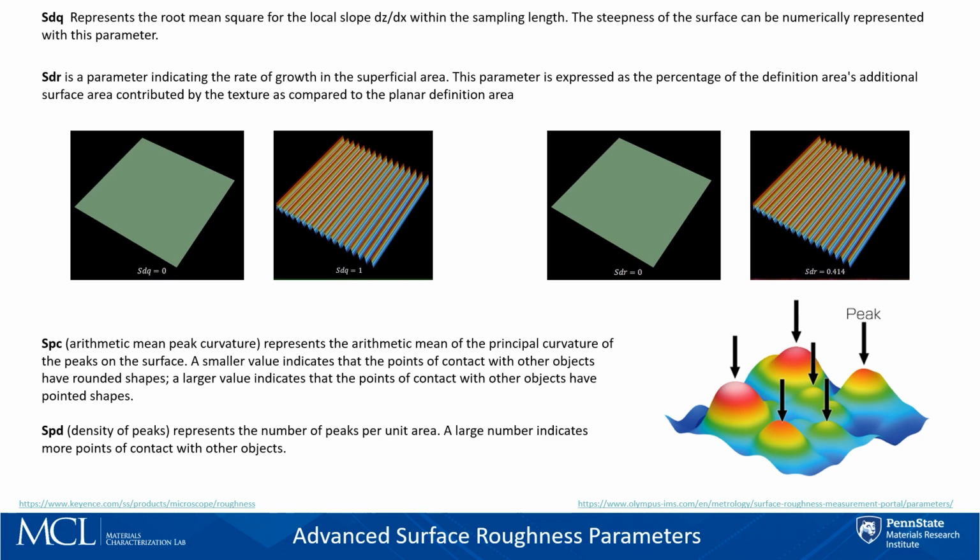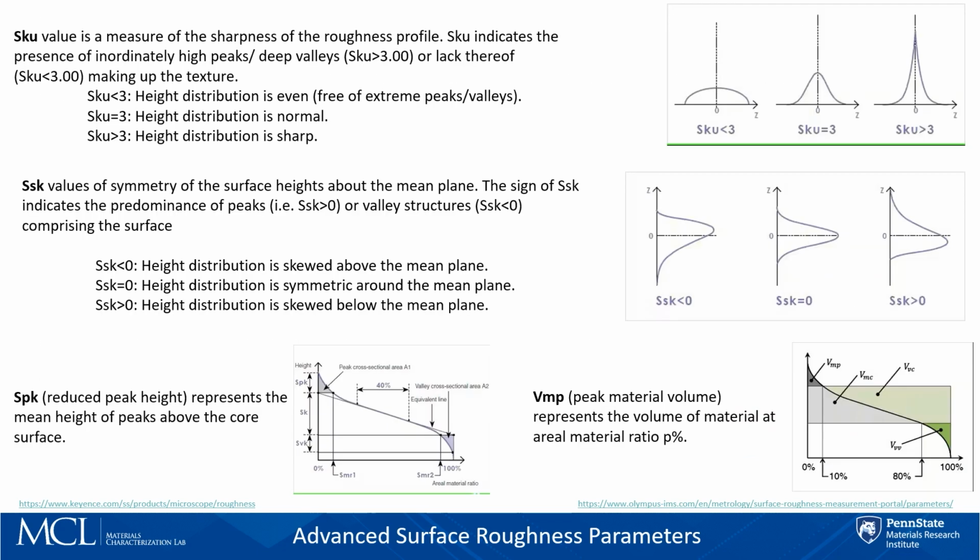Now, SPC is the peak curvature, and basically it's how sharp or how rounded we are. We have SPD, which is the density of peaks. We have SKU, also known as kurtosis. This is going to indicate the presence of inordinately high peaks and deep valleys, or lack thereof. We have SSK, which is skewness. This is going to tell us how our symmetry is related to the mean plane. If we are favoring above the mean plane, below the mean plane, or at the mean plane, we're going to get that with the skewness.